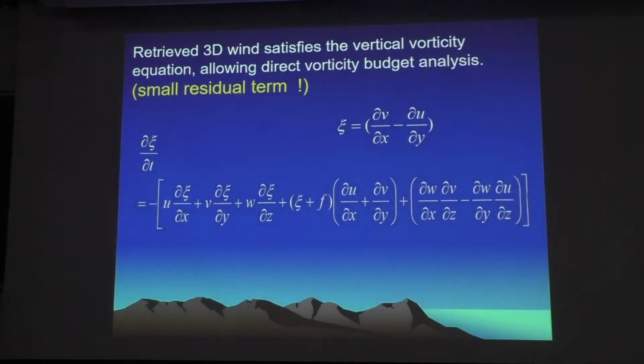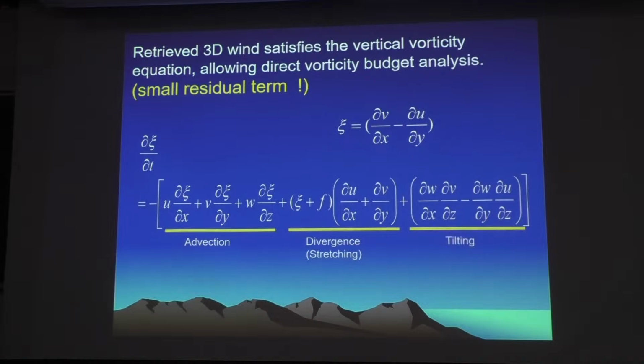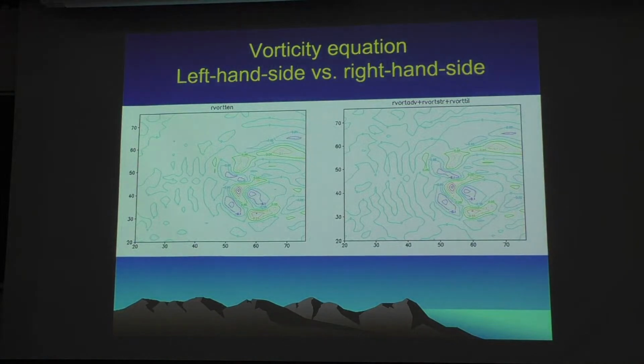And the retrieved wind satisfies the vertical vorticity equation. So that means this equation will be satisfied using the Wisdom retrieved wind. So under this condition, we can compute the contribution coming from the vectoring, the stretching, and the tilting terms to the temporal change of the vertical vorticity. And the residual term will be very, very small. So this is one example from the idealized case.